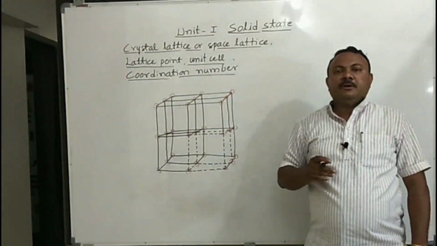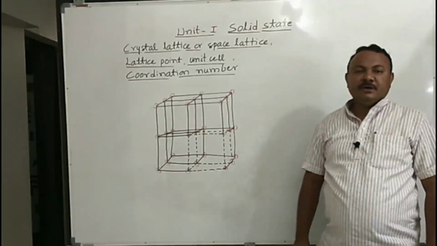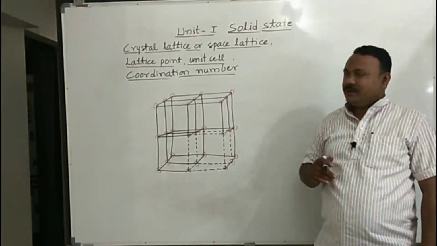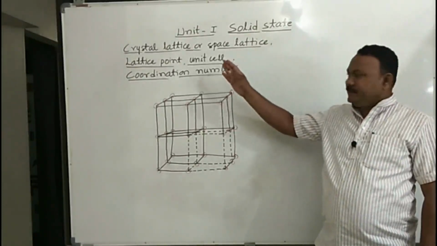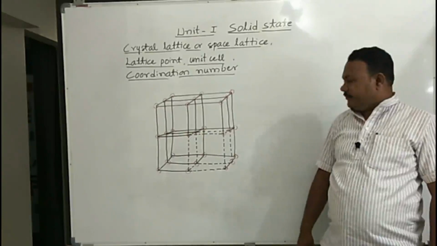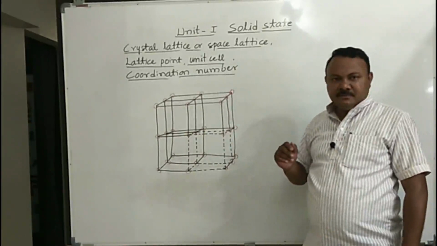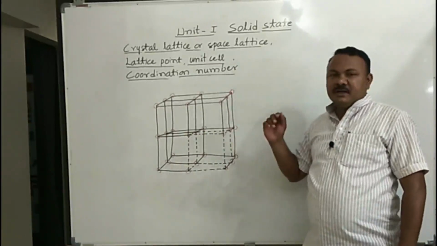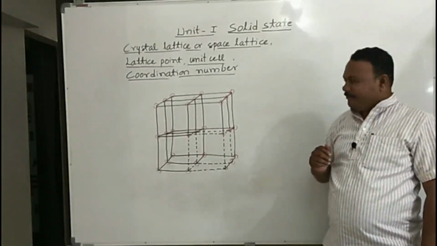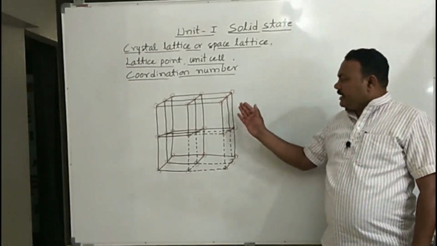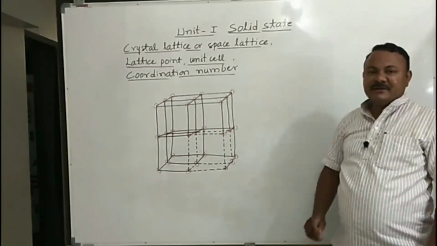Hello friends, welcome to the solid state session 2, and we are learning some important terms related to the crystalline solids. They are nothing but crystal lattice or space lattice, lattice point, unit cell, coordination number. The diagram you are observing is the crystal lattice or the space lattice, and we are defining crystal lattice or the space lattice mainly based on the arrangement of the particles. Regular three-dimensional arrangement of the particles, we call it as crystal lattice or a space lattice.